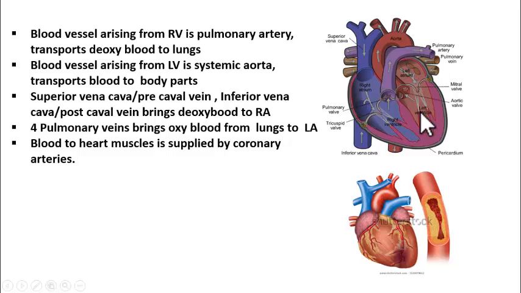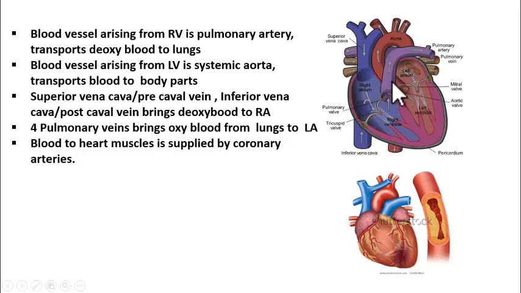Got it? Now let us see the blood vessel arising from the left ventricle. So this is the blood vessel, and this is called the systemic aorta. Aorta means large artery. So this is the large artery. It arises from the left ventricle and goes to the body parts. So what does it take to body parts? It takes pure blood, that is oxygenated blood, to the body parts.